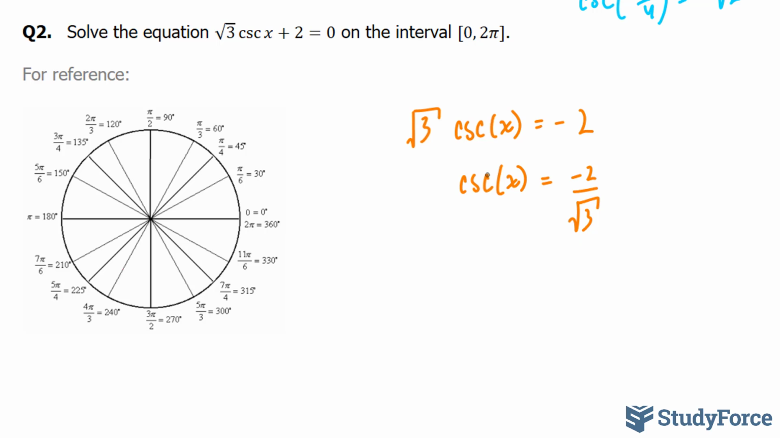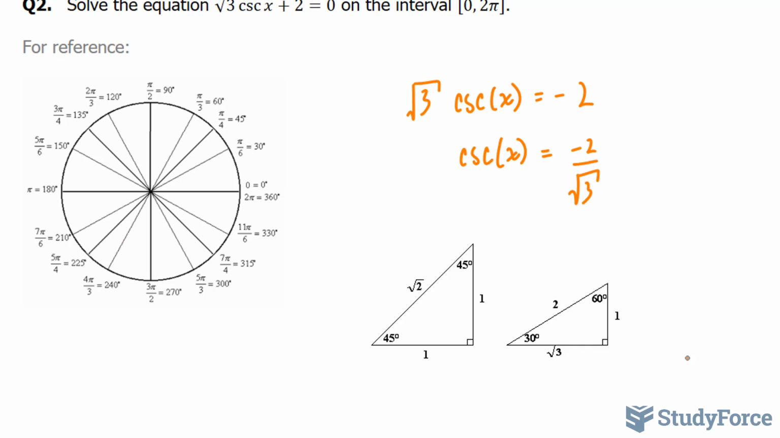Since we want to find the angle that represents this x, which of the two special triangles represents these two numbers? Our special triangles look like this, and the special triangle that relates 2 and the square root of 3 is this one right here. Now remember, cosecant is the reciprocal of sine, and sine is opposite over hypotenuse, therefore cosecant has to be hypotenuse over opposite. Which of these two angles will we choose as our reference? Let's start with this one. If we chose pi over 6 as our reference and we said hypotenuse over the opposite, hypotenuse is 2 and our opposite is 1, so it can't be pi over 6.